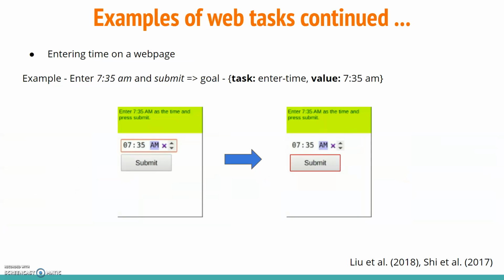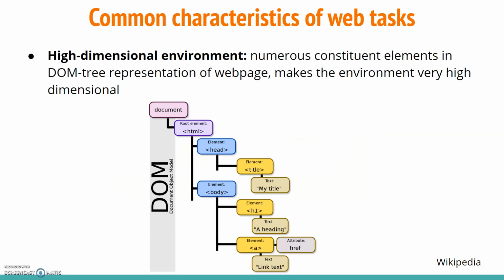Another example of a web task is entering information in web pages. In this specific example, there is a natural language input: enter 7:35 a.m. and submit. Now some characteristics of web tasks.